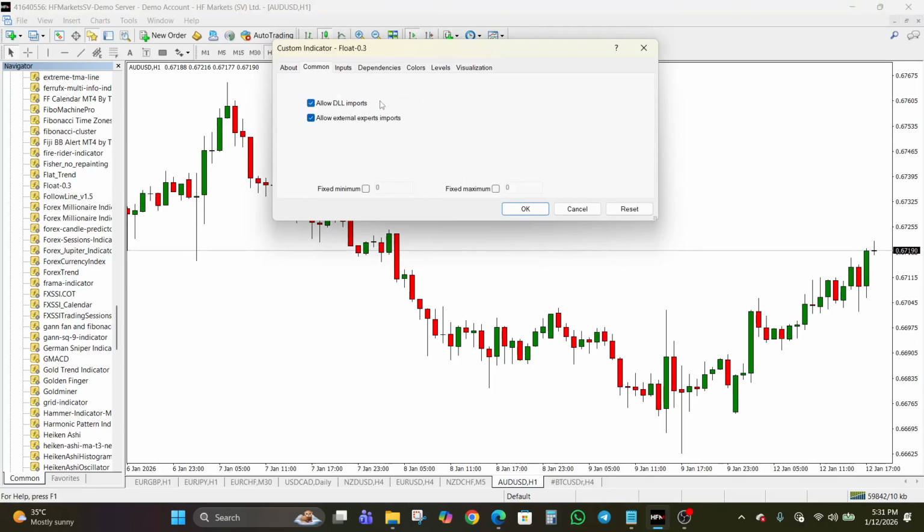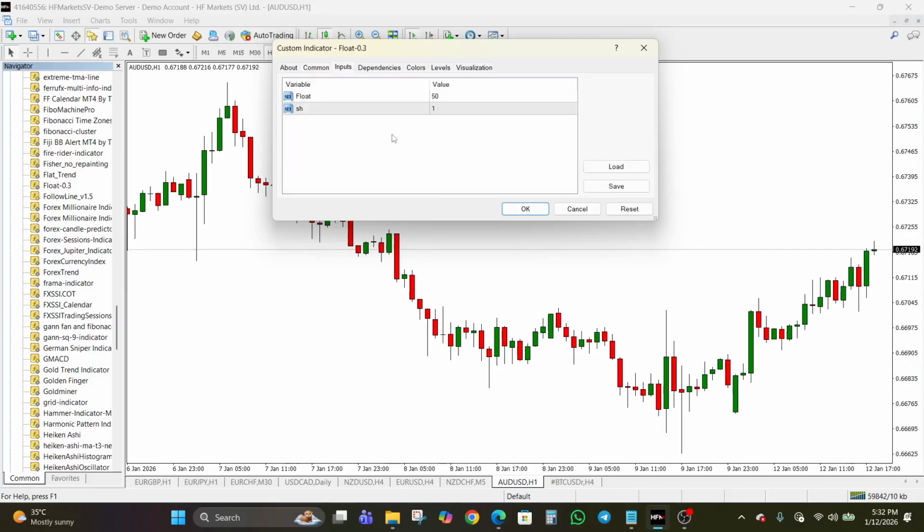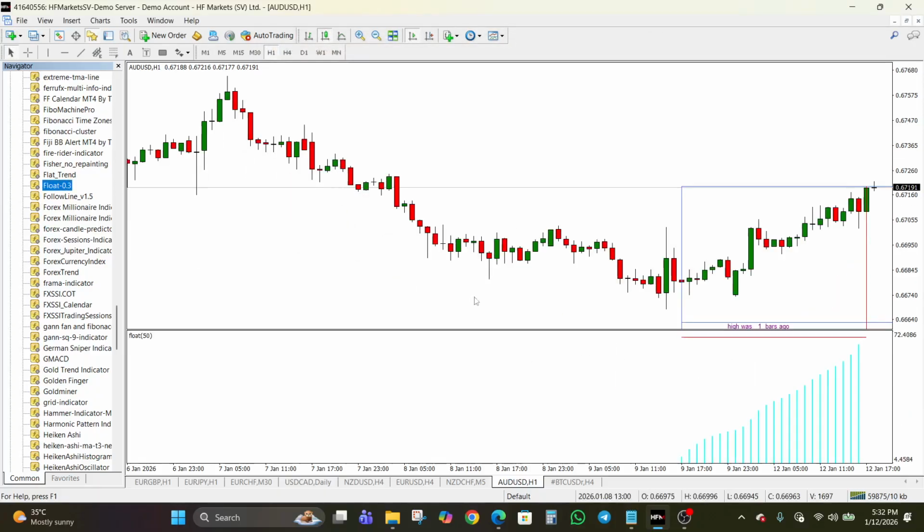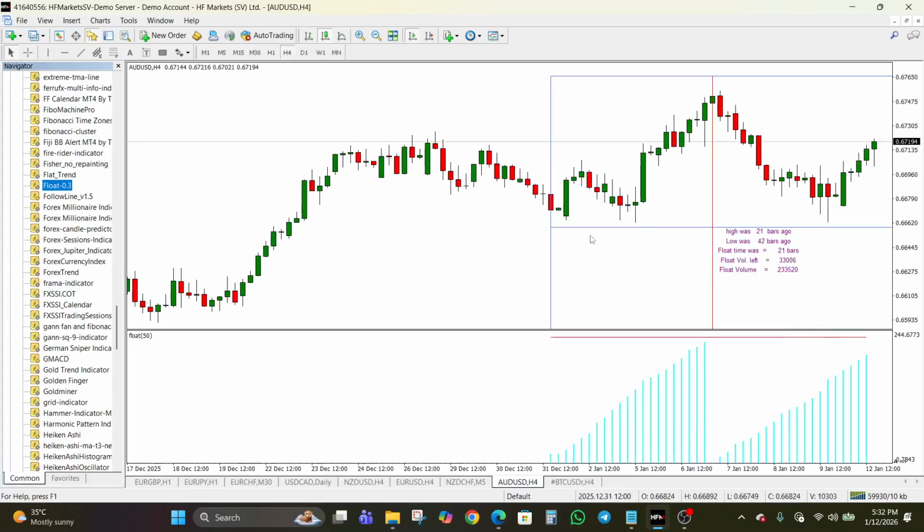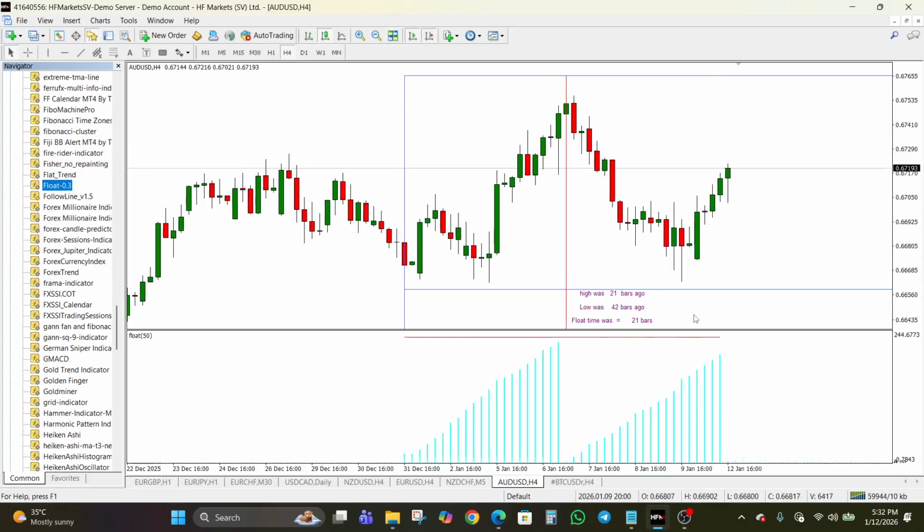Ensure that the allow DLL imports box is checked. And as for your input, you can see we have the float value set at 50, the SH set at 1. These are the default values. All right. Now, this indicator is designed to help you track dynamic price movement and uncover shifting market conditions with clarity. Okay, so you will notice that the indicator presents some valuable information on your chart.